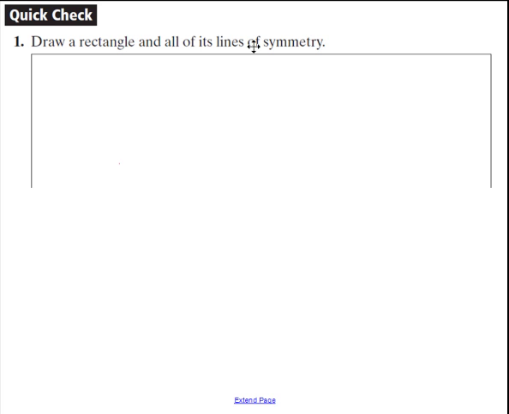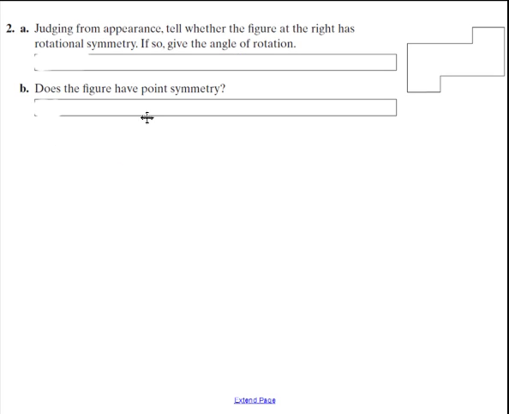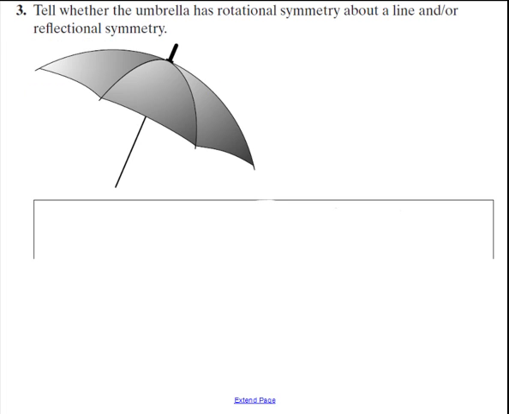So the first quick check has you draw a rectangle, and that's a really good one for trying out your hand in terms of finding the lines of symmetry. So give that one a try. And then part 2 gives you a funky shape and has you identify what you think. Same thing with the umbrella. So go ahead, give those quick checks a whirl, and we will look over those in class.